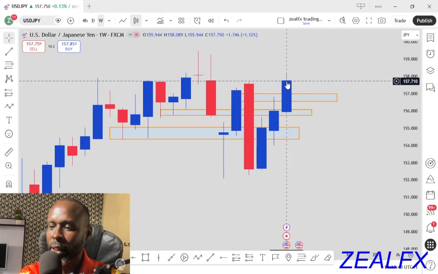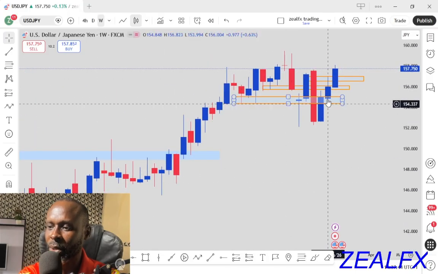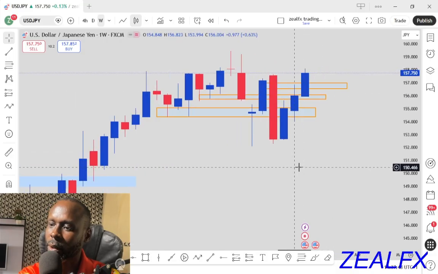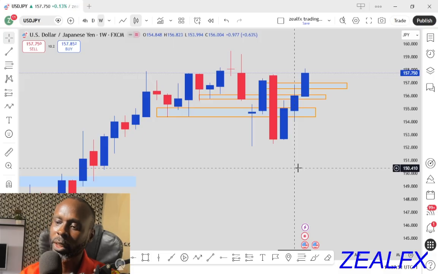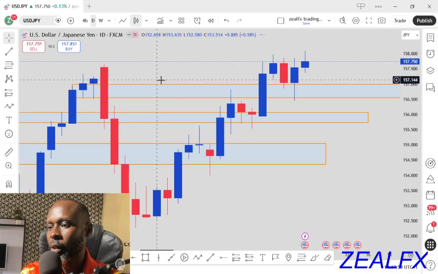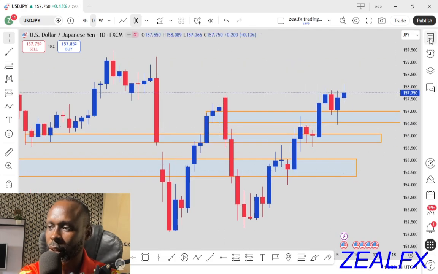Then you can see from the weekly chart also, our trend on the USDJPY still remains bullish. So we have to look at more of a buying opportunity on the USDJPY. So long as the trend is bullish and the daily chart is indicating a more bullish trend on USDJPY, our job is to look for more of the buying opportunity on USDJPY.